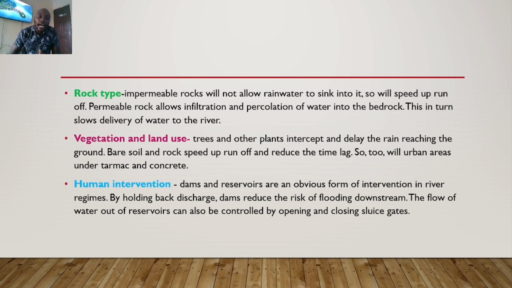The flow of water out of reservoirs can also be controlled by opening and closing sluice gates. Remember, we have things like sluice gates. It's like a water gate. You can open that gate for the water to pass through, and then you can close it to prevent that water from passing through. That can control the issue of flooding. Understood?